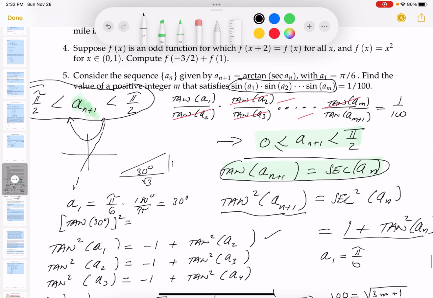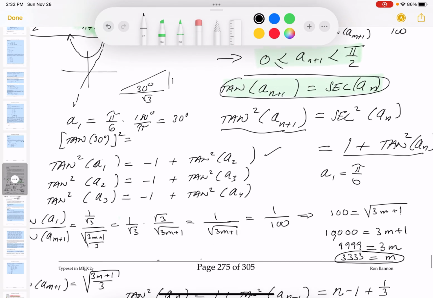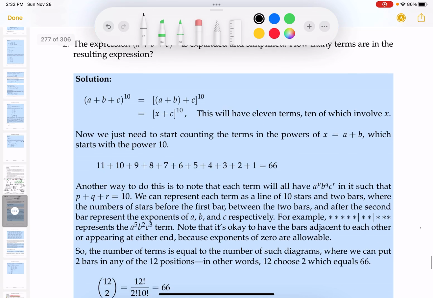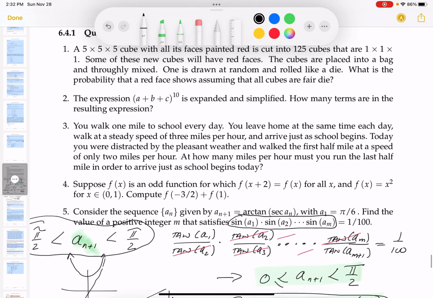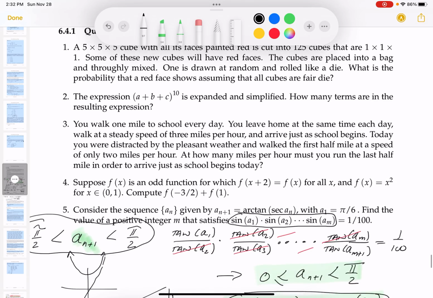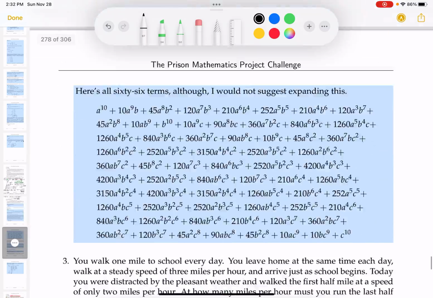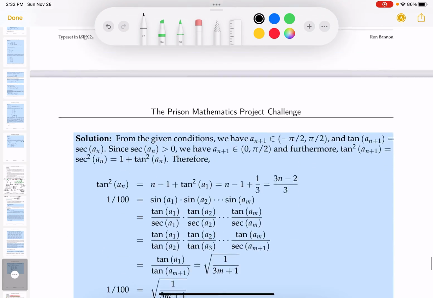Again, I know I did some erasures over there and kind of talked through it. This is typically how I do my chicken scratch. I talk through things. I kind of try to convince myself of certain facts. What number was this? That was number 5, right? So I'm saying m is 3,333. They got that. All right.